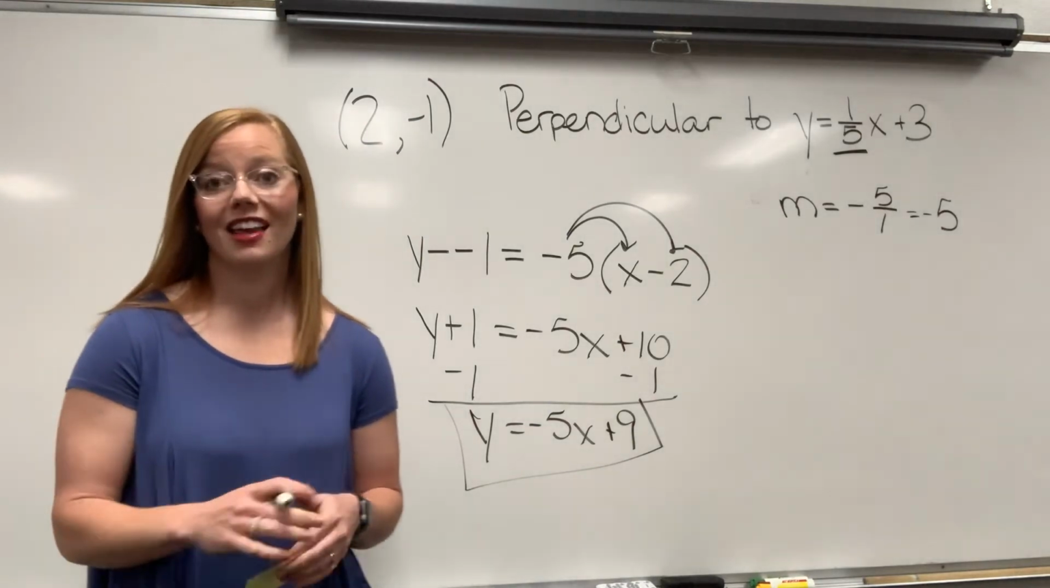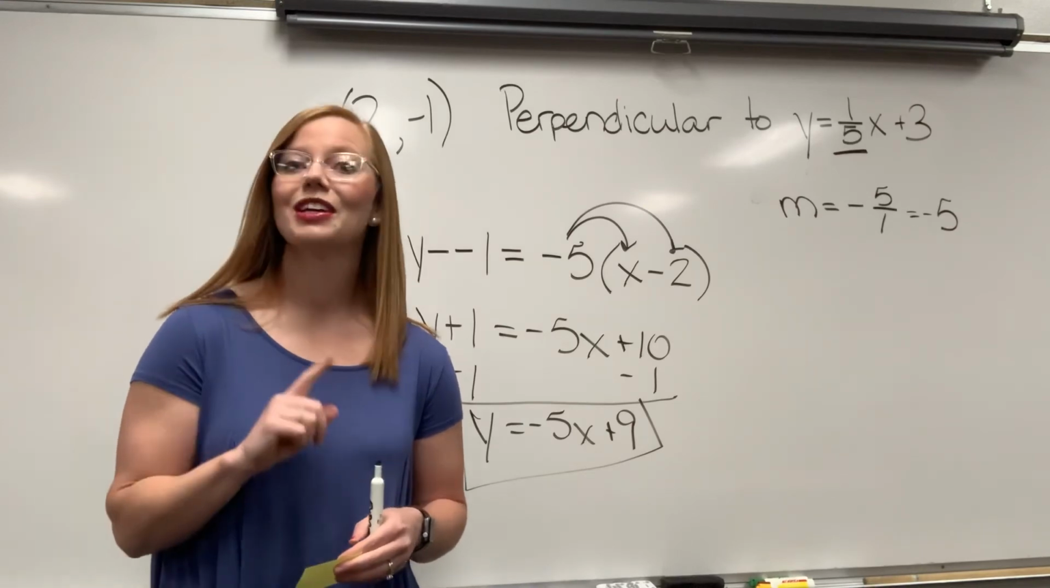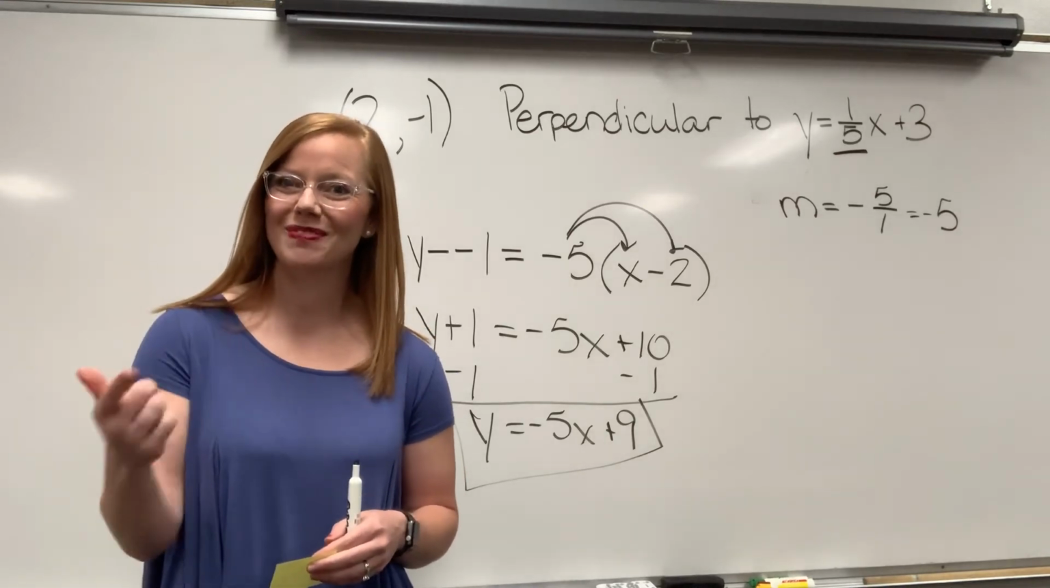Your take home from today: perpendicular slope means opposite reciprocal. Change your sign, flip your fraction. Go get them.